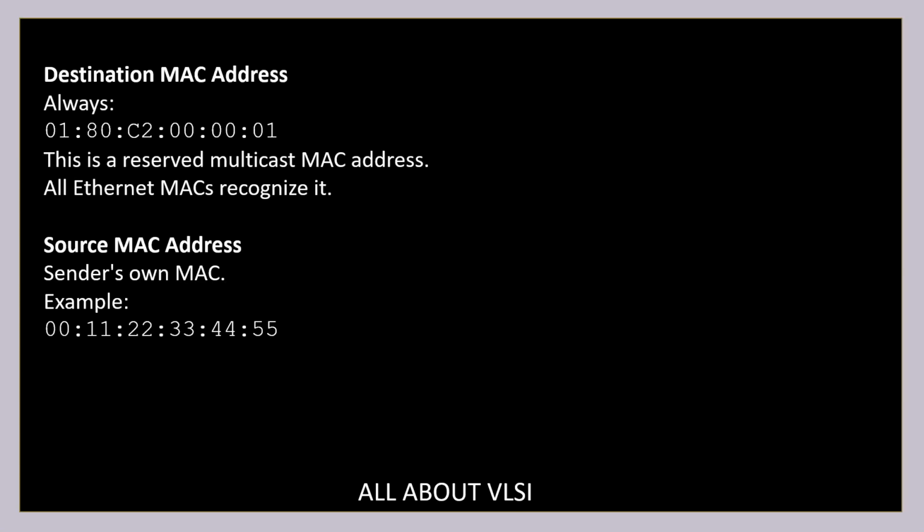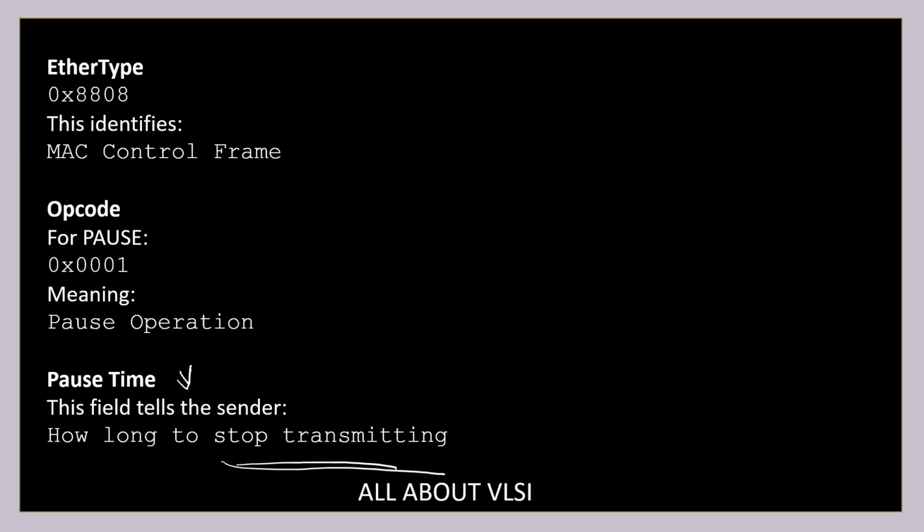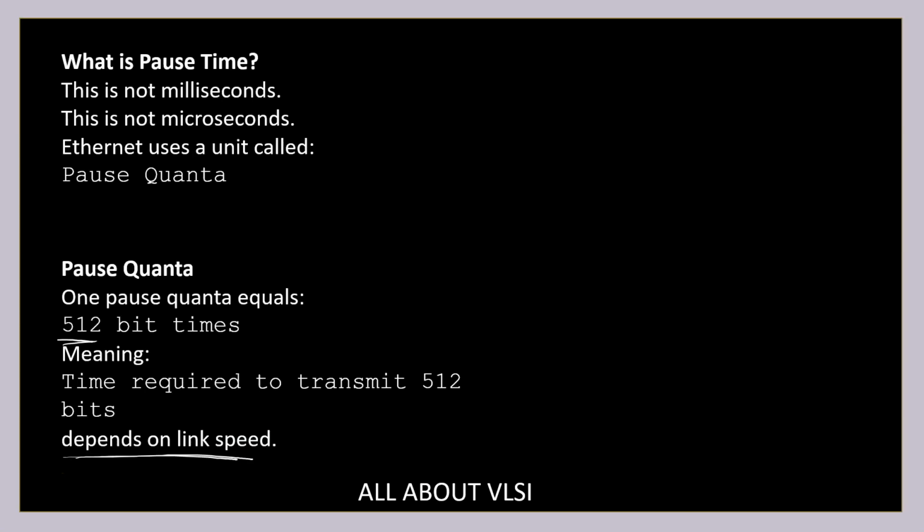We already know about the destination MAC address, source MAC address, Ethernet type, and opcode. Now, coming to this pause time. This field tells the sender how long to stop the transmission. Whether it should be nanosecond, millisecond, or microsecond? No, we are not going to describe this pause time in terms of nanosecond, microsecond, or millisecond. We are going to mention this in a unit known as pause quanta. Now, what do I mean by this pause quanta?